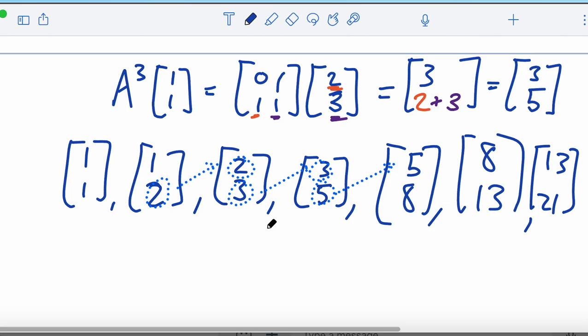Has anybody seen this sequence of numbers before? This is the Fibonacci sequence. So hopefully you've seen this before. Otherwise, you're in for a wild ride today. The Fibonacci sequence.